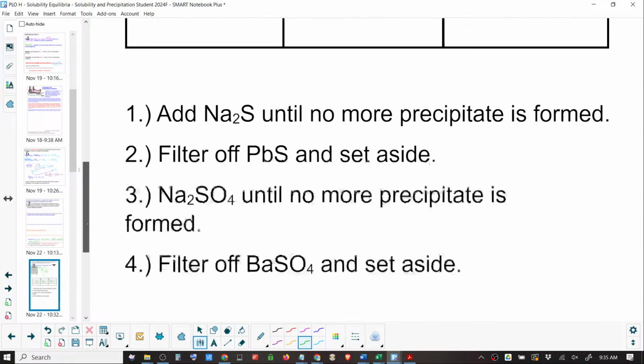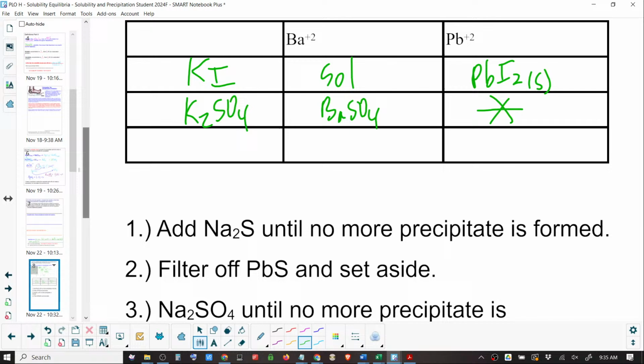And then you have to write up a procedure, which I accidentally left the old one on. So in this case, we add KI until no more precipitate is formed, filter off the PbI2, and set aside.